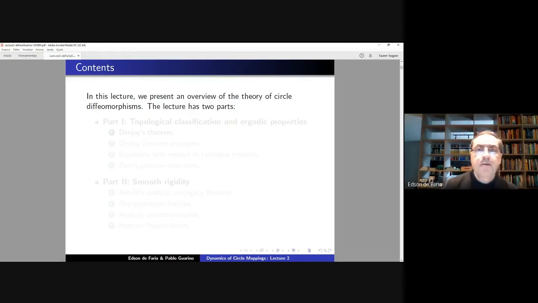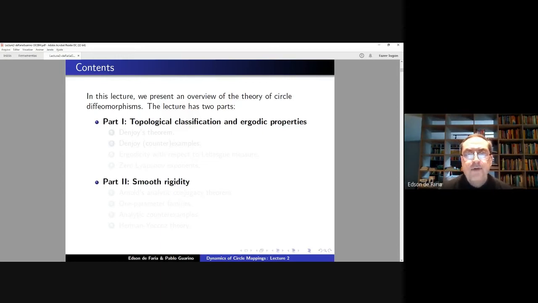So in this second lecture, I want to present an overview of the theory of circle diffeomorphisms, okay? The lecture has been divided into 2 parts, and this is part 1. Part 1 is about the topological classification and some ergodic properties of such diffeomorphisms. Part 2 deals with the smooth rigidity of such maps, or in other words, the smooth classification of such diffeos. So in part 1, we will start by discussing a fundamental theorem due to Denjoy.